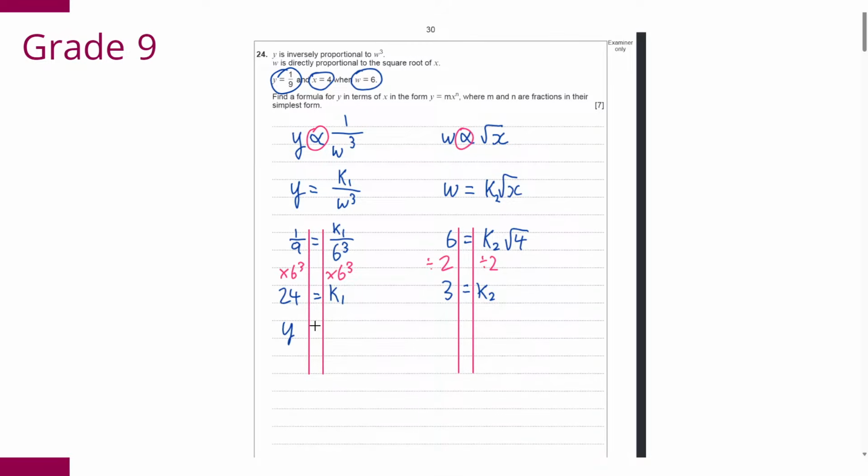So now we can write out the equations again. y equals, this time we know k1 is 24, over w cubed. I've just realised I've not actually read the question yet, and the question might be, don't do anything that I'm doing now, but anyway, we'll give it a go.